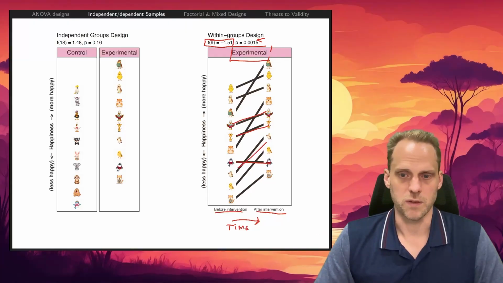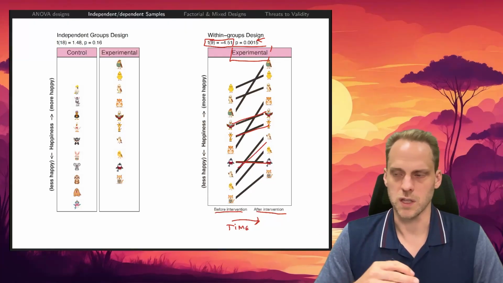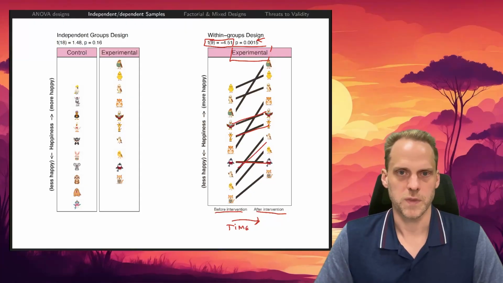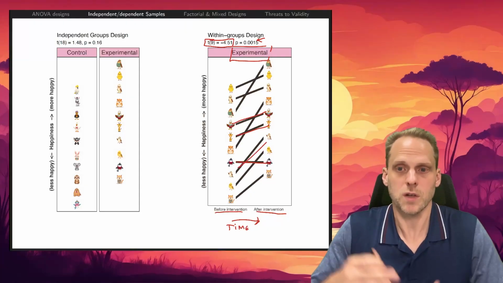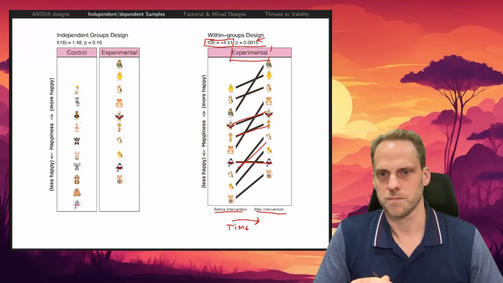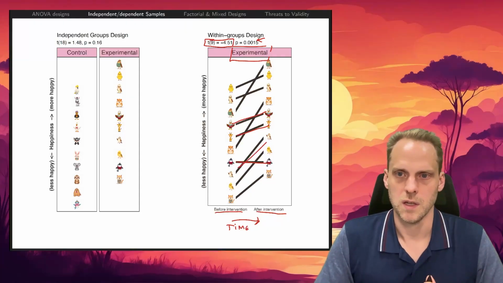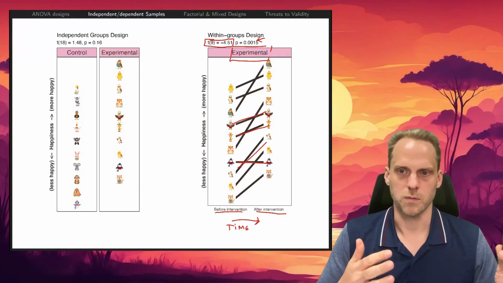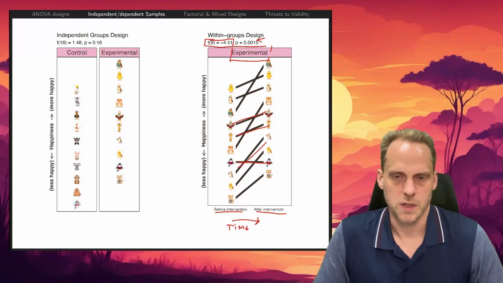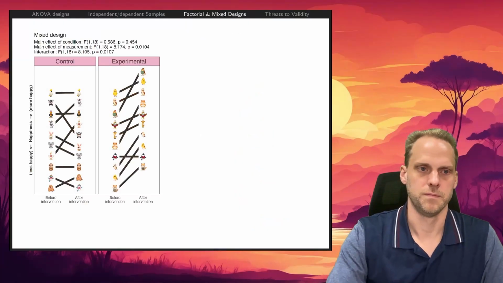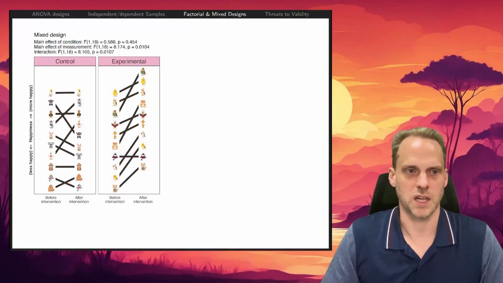It could be that if there was no intervention, so let's say these did not go to summer camp, they just sat at home, they would have still gone up in their happiness just because of some other reason, right? Maybe it was bad weather the week before and it was now nice weather, and they're happier. But this is where the mixed design comes in.